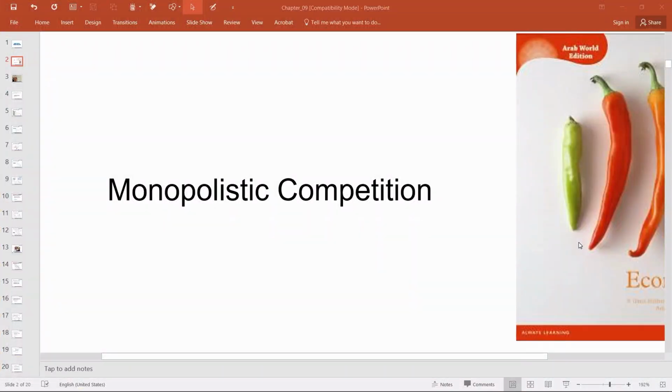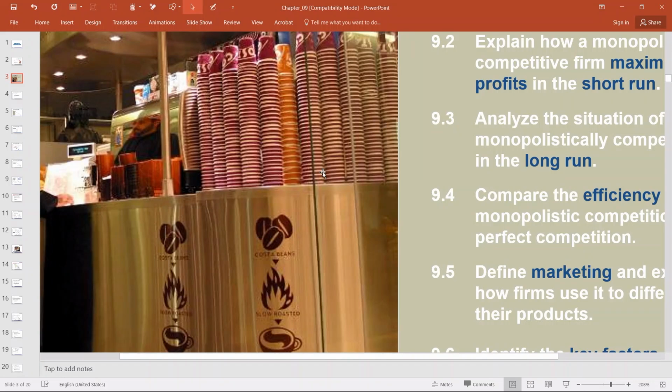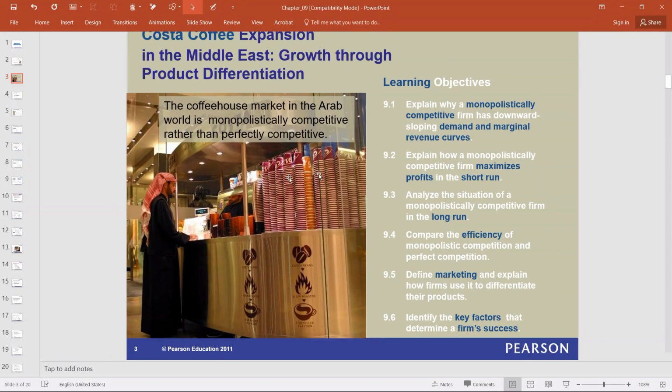This chapter is about monopolistic competition, and in this chapter, we explore characteristics in a market that has monopolistic competitive structure, the maximization of profits in the short run and the long run, how efficiency could exist in this market, and some marketing strategies.